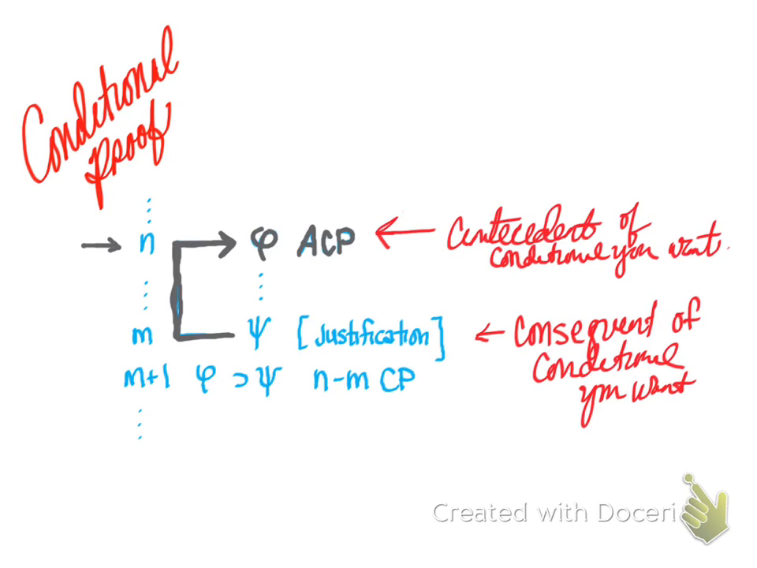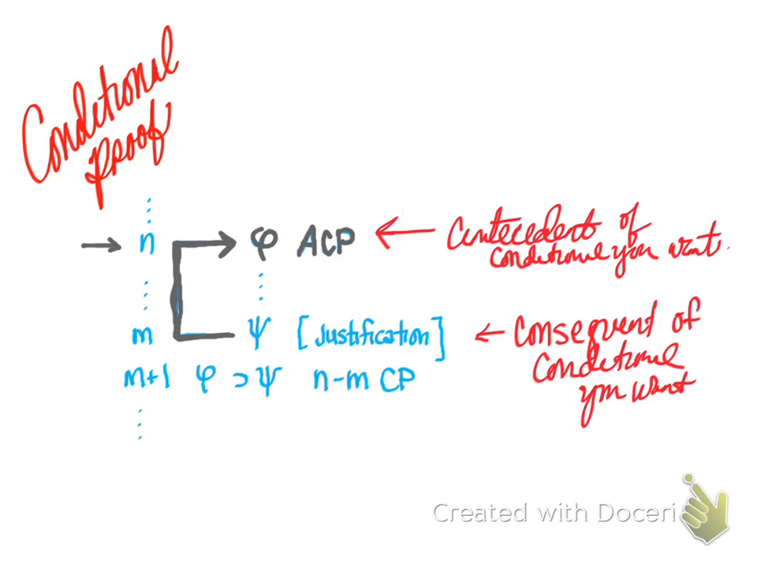The other thing you're going to want to do is justify this line. You're justifying putting this conditional on a new line. And the justification will be everything in this box. So if it's lines 2 through 5, that's what you'll cite, all of the lines that are in that box, and the rule is called conditional proof, or CP.